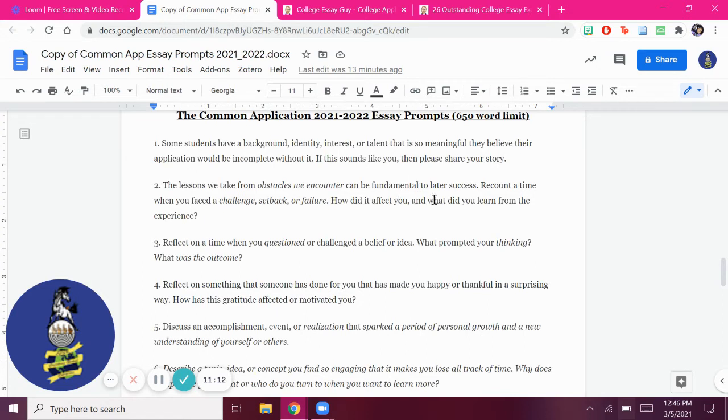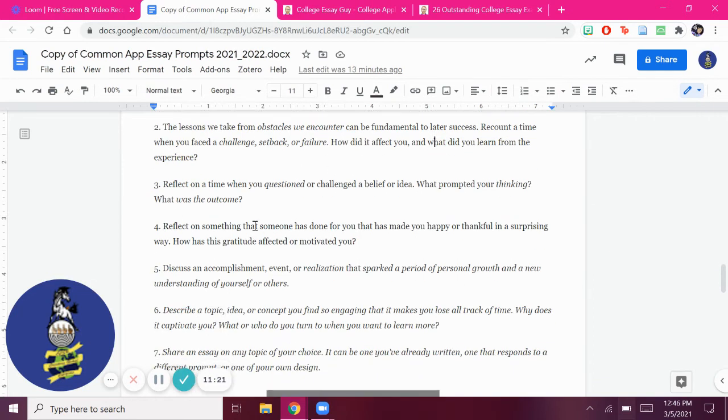But more importantly, what did you learn from the experience? So how did you overcome it? And what did you take away from it? 3, reflect on a time when you questioned or challenged a belief or idea. What prompted your thinking and what was the outcome?